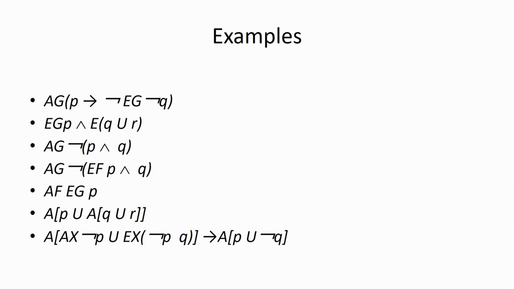Now, consider one particular example here. Say I am talking about A G (P implies not of E G not of Q). Whether it is a valid CTL formula or not, constructively.